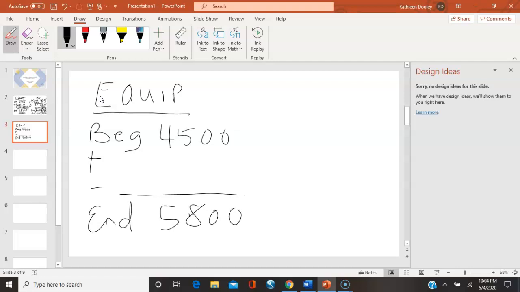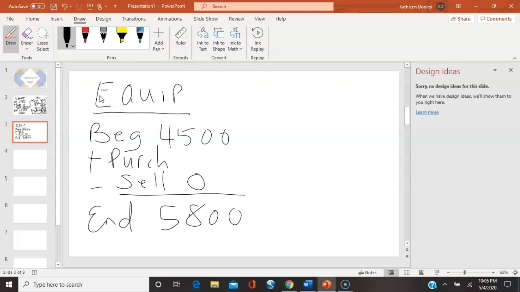Okay, so we've made our beginning and ending into our table, and then we have to say what would make equipment go up. Equipment would go up if we purchased more new equipment, and it would go down if we sold any of the equipment that we already had. And so then we look at our additional information and we saw that we did not sell any equipment. So we can go ahead and put a 0 there.